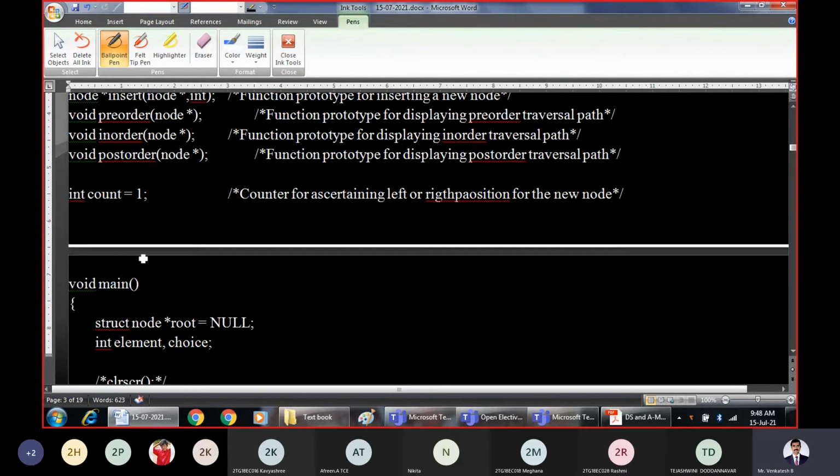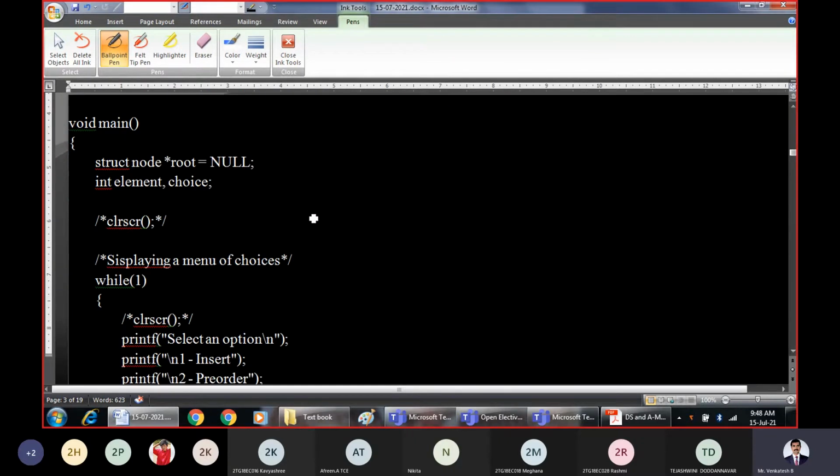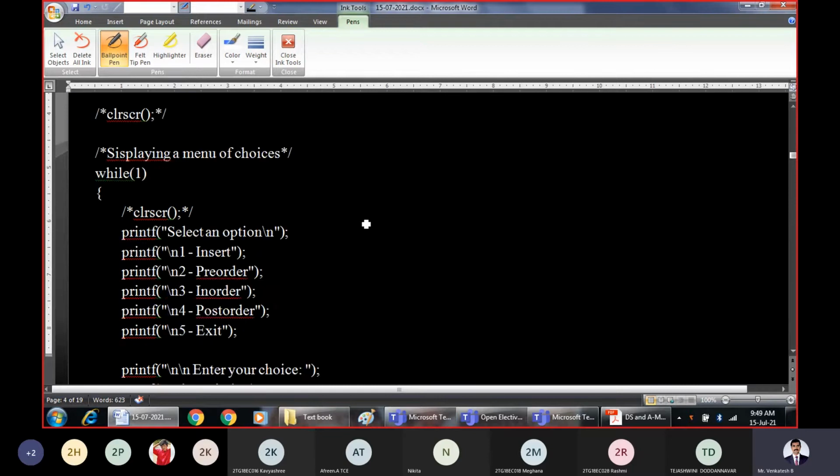These are the necessary prototypes, and int count is equal to 1. This is very much the same as what we have seen in the previous class. The creation of the binary tree is the same, and only the traversals will be different.